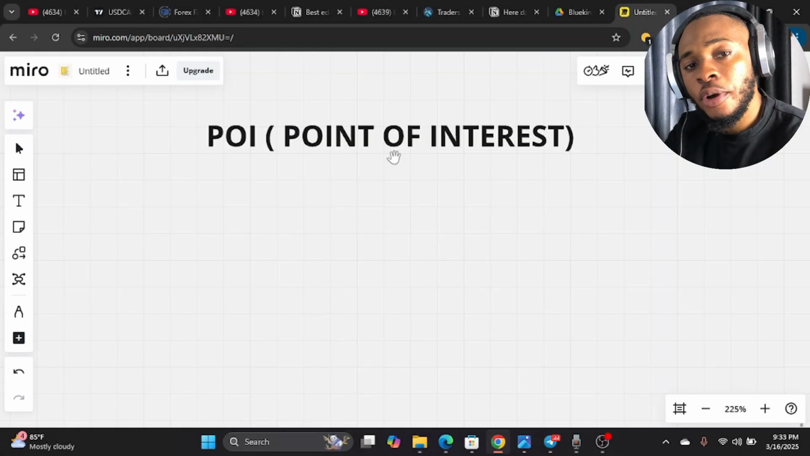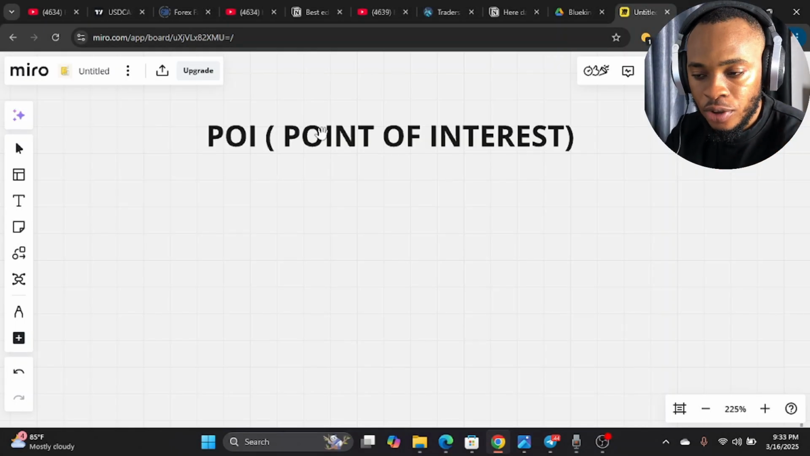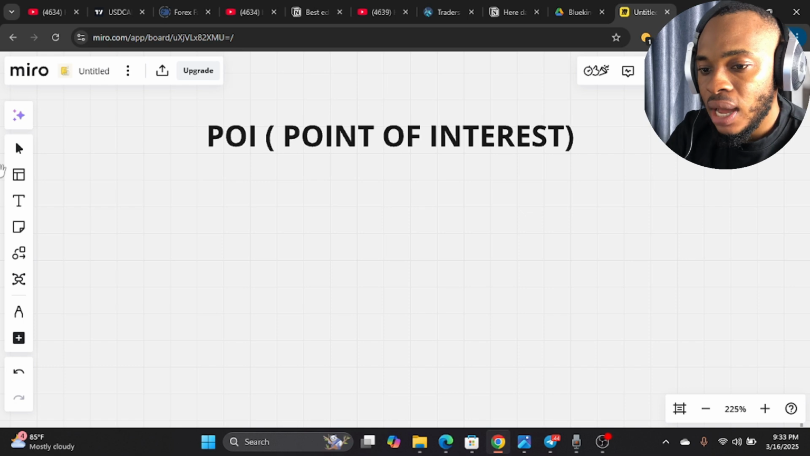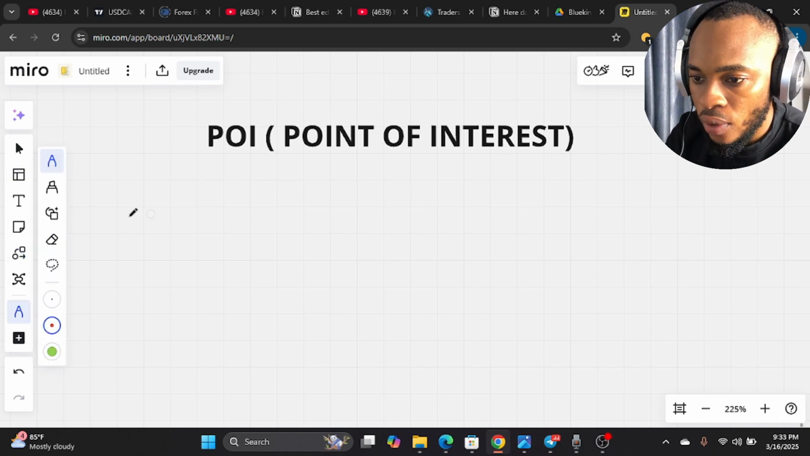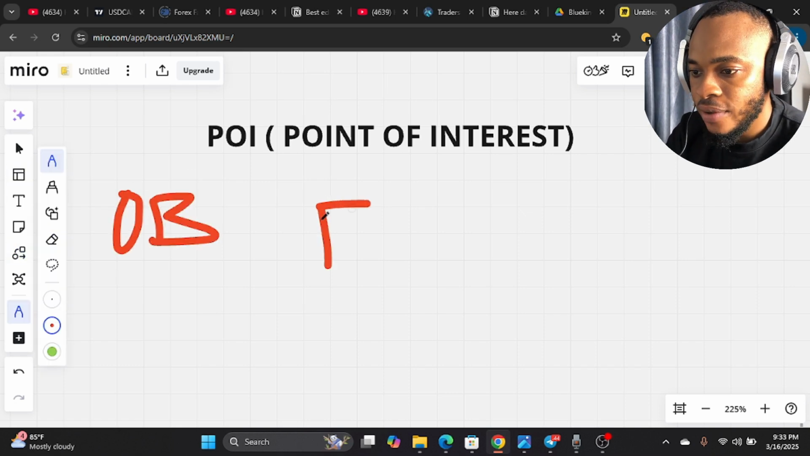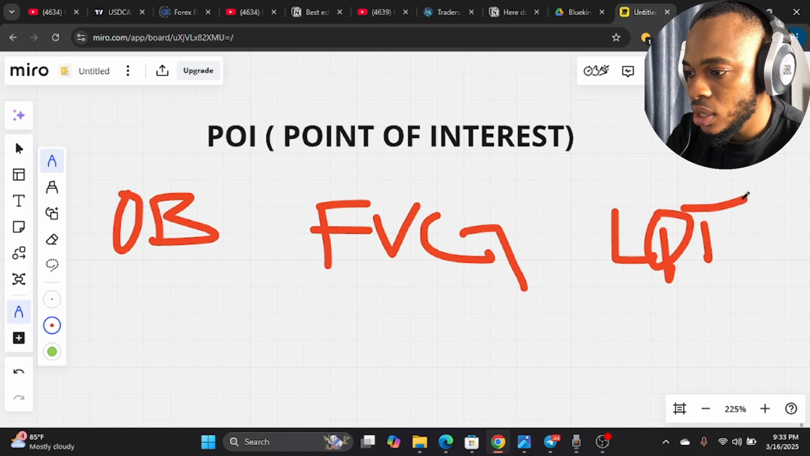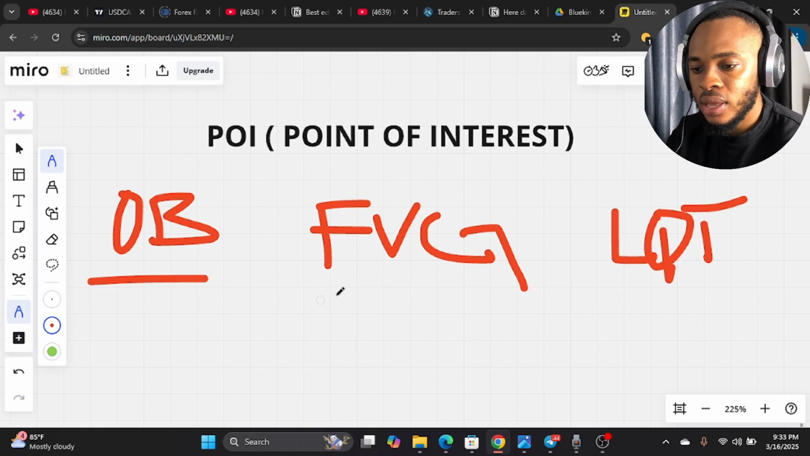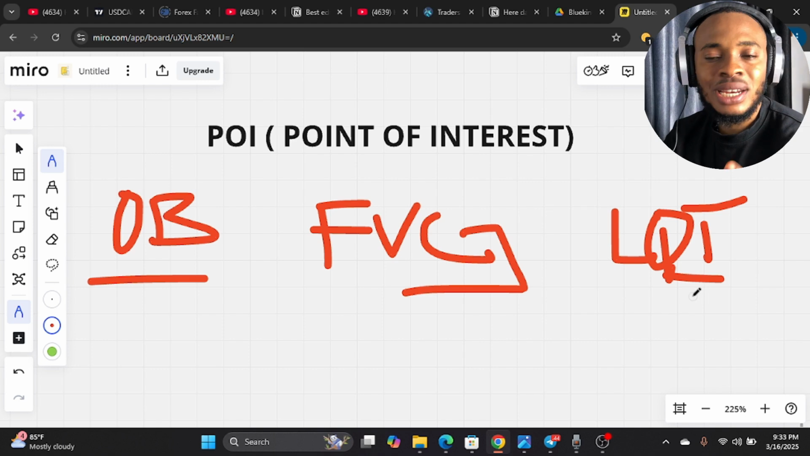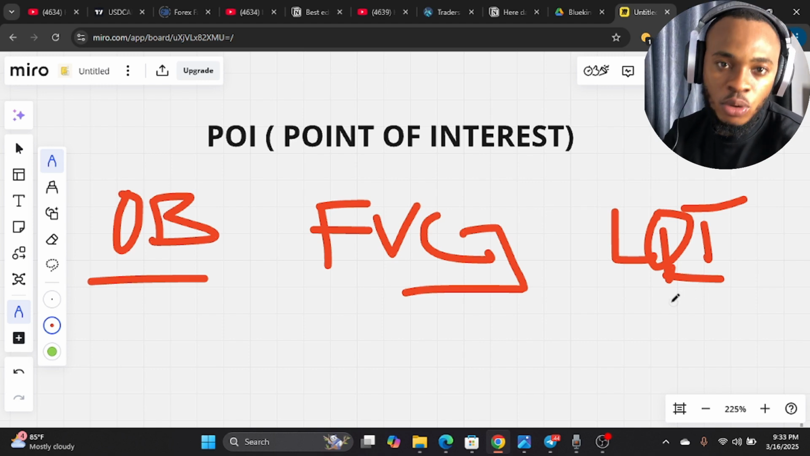So the next one is point of interest. There are many points of interest that ICT teaches about, and my major three fall under OB, fair value gap, and liquidity. Why do I prefer these three? Because they are the ones you can easily find everywhere and the most effective.